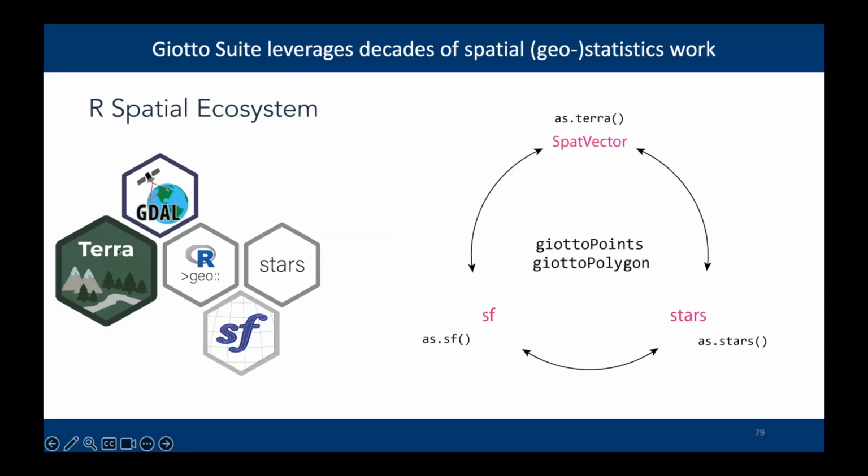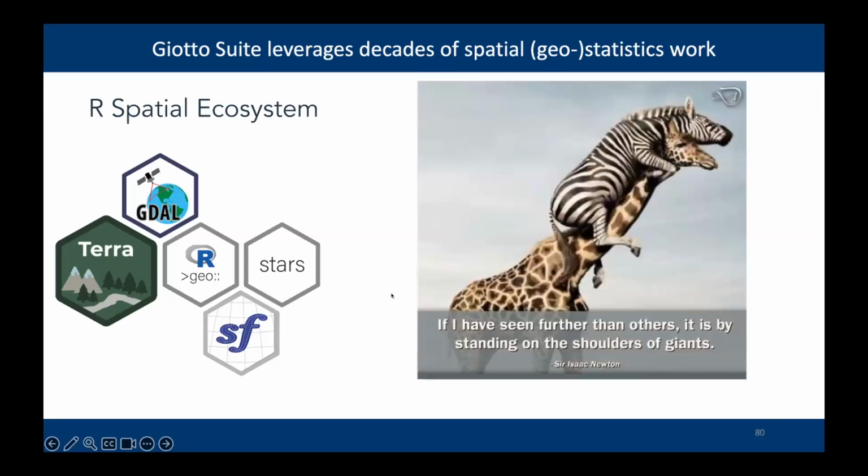In addition to that, we also have built-in converters between the Terra classes themselves, as well as stars and sf, the simple features, and all of them together more or less represent 95% of the whole R spatial ecosystem. So we have direct access to all of these geospatial data packages, which have a lot of really great tools that are amazing to work with. And if I have seen further than others, it's by standing on the shoulders of giants. So we really don't want to reinvent the wheel, but we want to leverage that work and provide it to the community, to people working with spatial omics data.